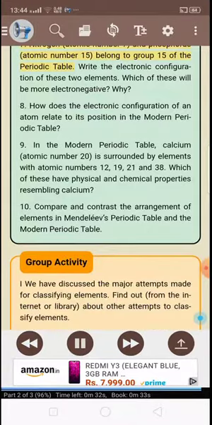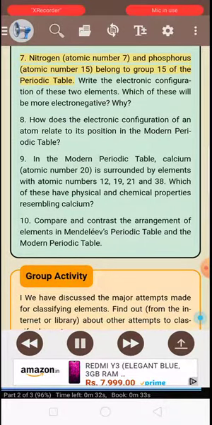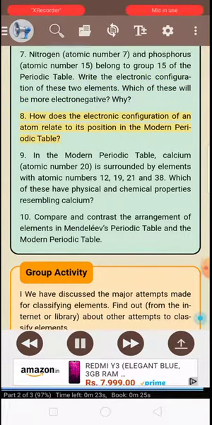7. Nitrogen, atomic number 7, and phosphorus, atomic number 15, belong to group 15 of the periodic table. A. Write the electronic configuration of these 2 elements. B. Which of these will be more electronegative? 8. How does the electronic configuration of an atom relate to its position in the modern periodic table?